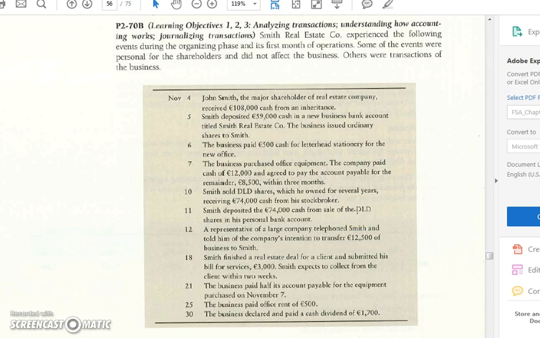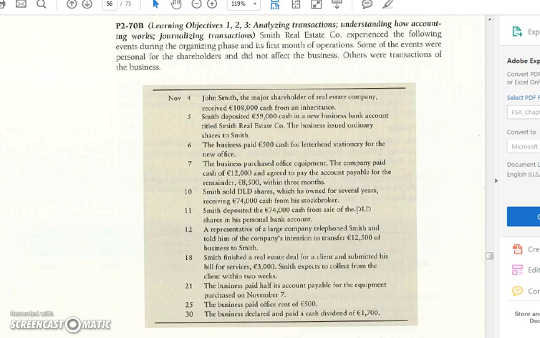Number 7. The business purchased office equipment. Anytime you see something like that, when they're buying something, you know something has happened and it's affected the value of the business. So office equipment, that asset account, has increased. Now, how much is the value increased by?